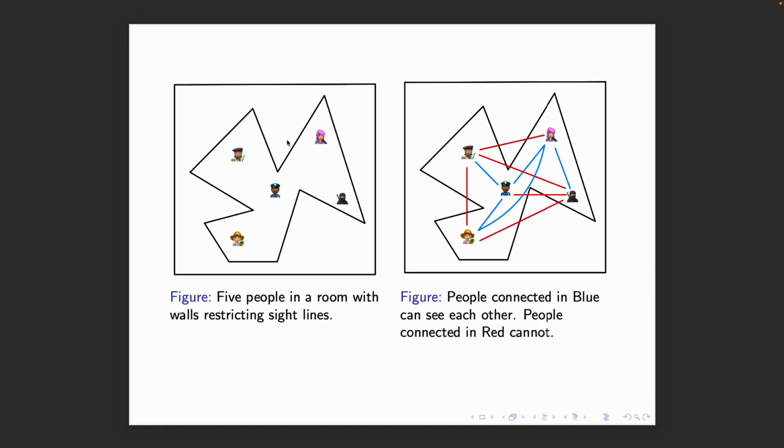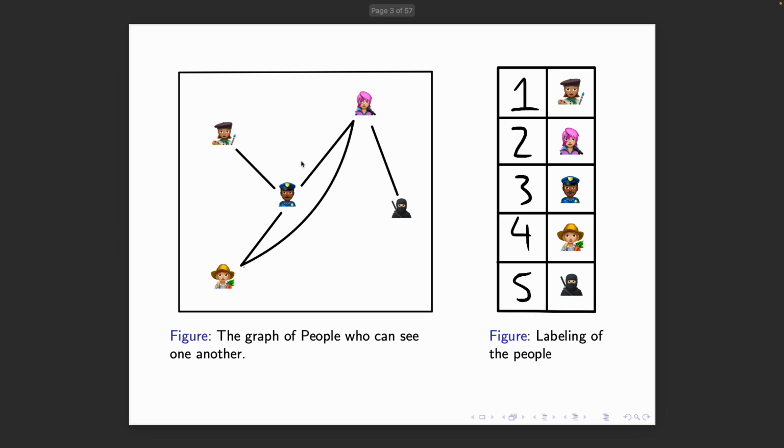Let me begin with the graphs. Imagine you have 5 people standing in a room with irregularly shaped walls. The blue lines connect the people who can see each other. The red lines connect people who can't. This right here is the graph of the people who can see each other. So if they can see each other in the room, they're connected by an edge.